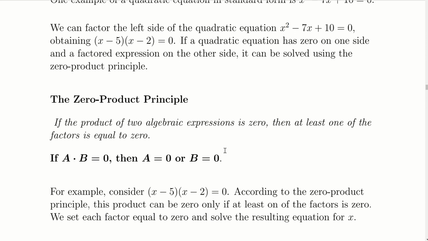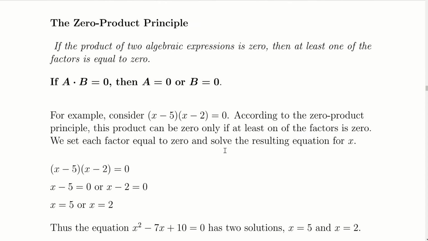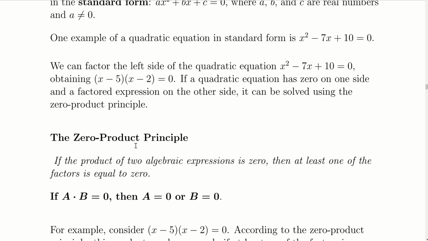The easiest way to solve a quadratic equation when possible is to invoke what's called the zero product principle. We notice that x squared minus 7x plus 10, this quadratic expression actually factors. It factors as x minus 5 times x minus 2 equals 0. And what we have right now is something that's very special. We have a product. We have something times something equals 0.